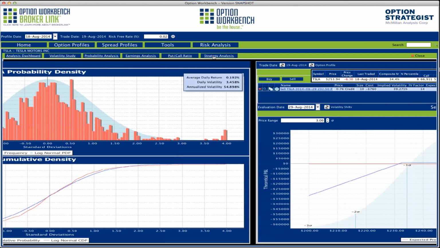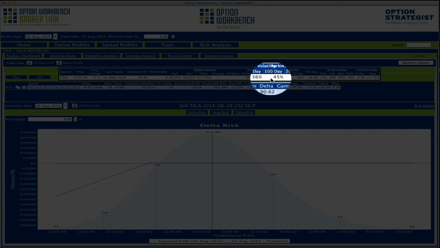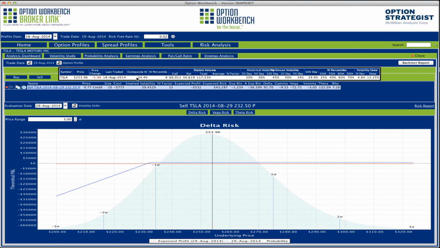Now we can go back to strategy analysis, and 55 is quite a bit higher than the numbers that we were dealing with more recently, and that's in line with the histogram showing that the volatilities are very low. So I'm going to pick the 36% volatility, because that's in line with the composite IV and the at the money straddle for the same expiration.